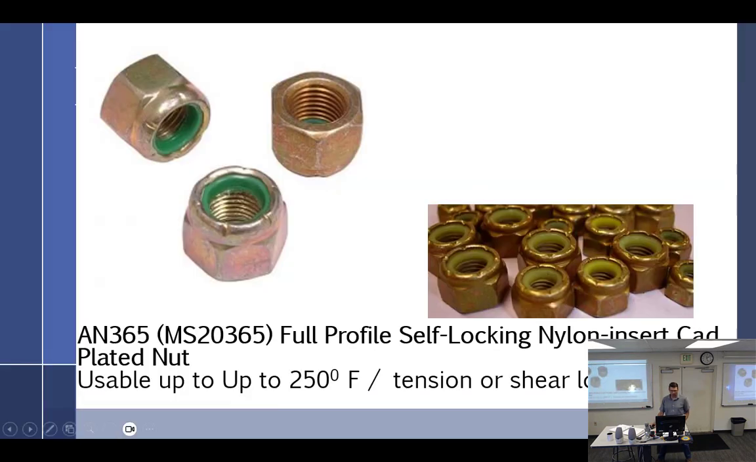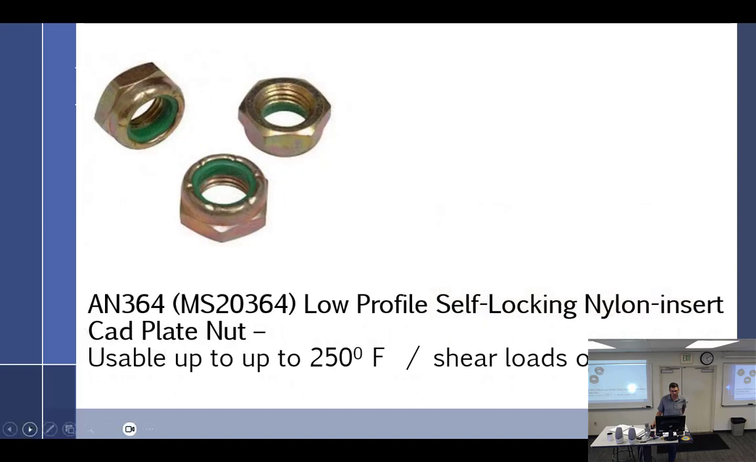So there you go. The AN365 or the MS20365 full prevailing torque self-locking nylon insert, cad plated nut, usable up to 250 degrees, tension or shear loads. This is the tall one, so therefore it's tension. And this is the short one, which is shear loads only.